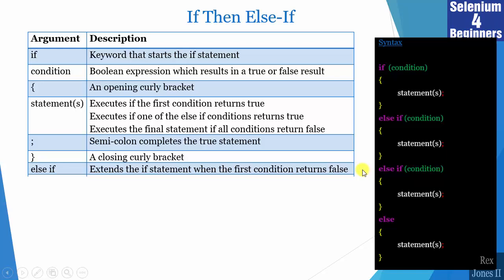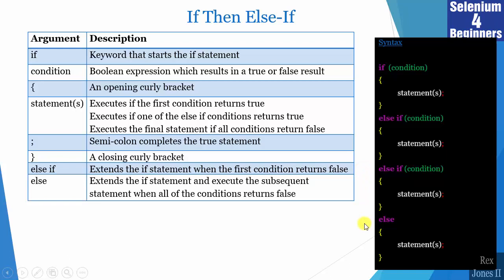As soon as a true condition is found, the statement associated with that true condition is executed, and the remaining conditions are not evaluated. If there are no true conditions, then the else statement is automatically executed. The else clause extends the if statement by operating like a default condition when all of the other conditions are evaluated and returned a false result.